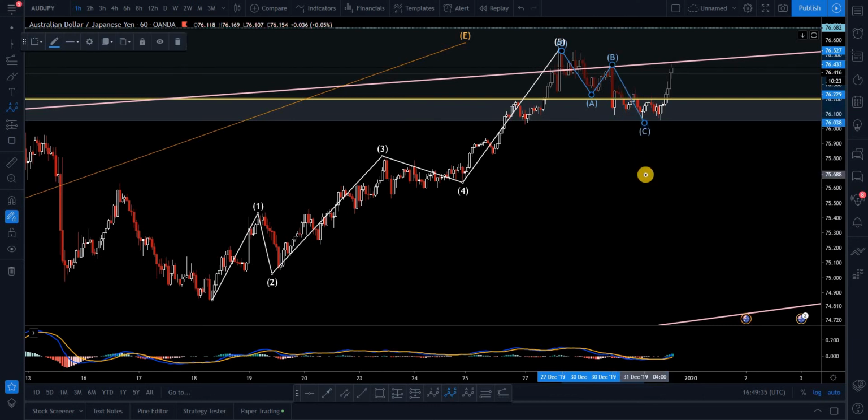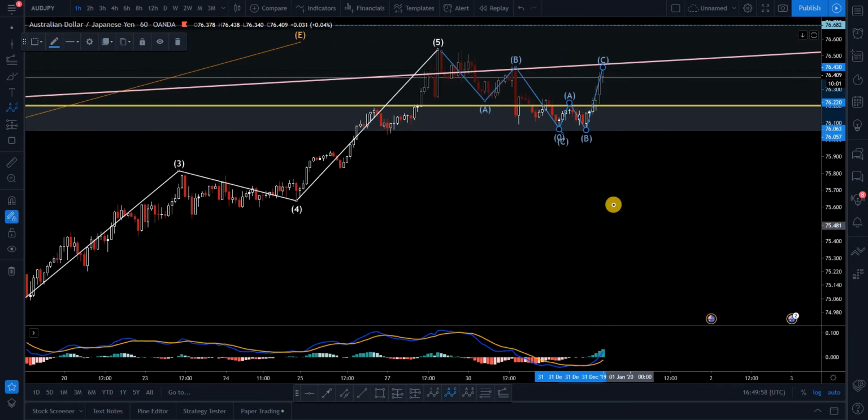So I'm counting that as an ABC. This one here, I'm counting as an ABC. Okay, so what I'm now looking at is a bigger projection. If I make this a bigger projection, A, B, and what am I looking at next?